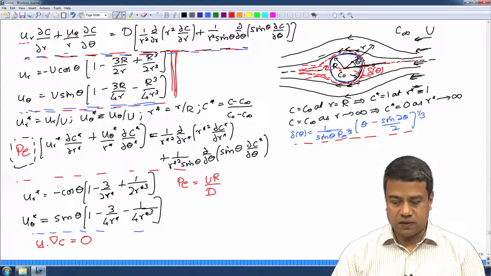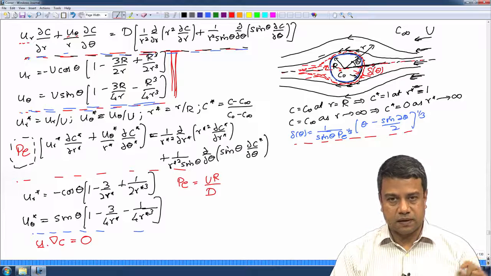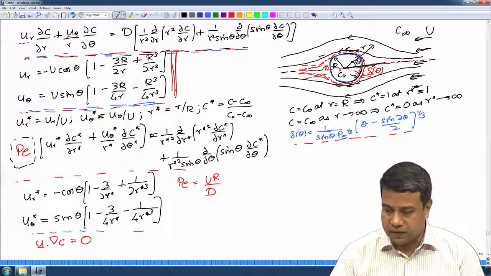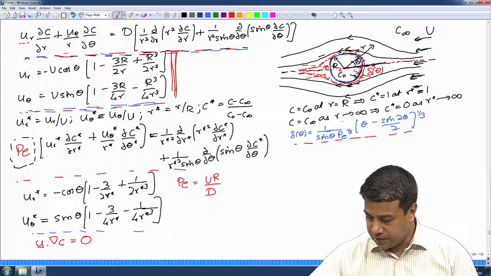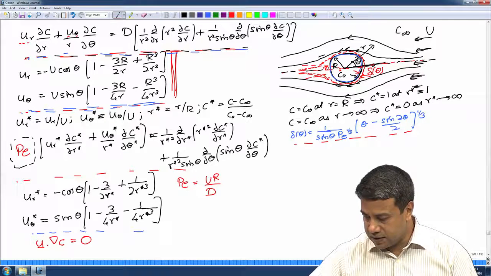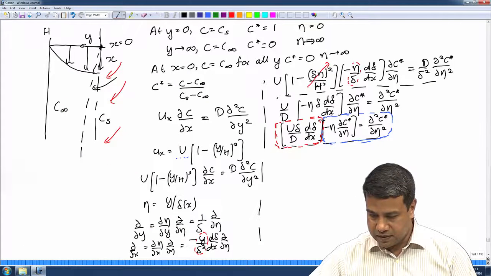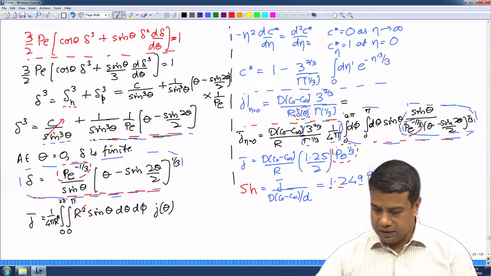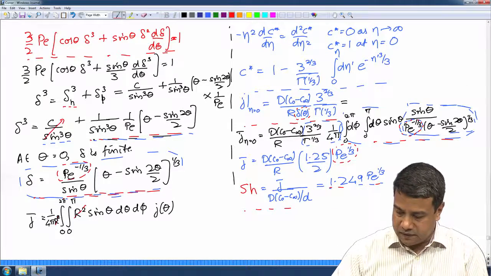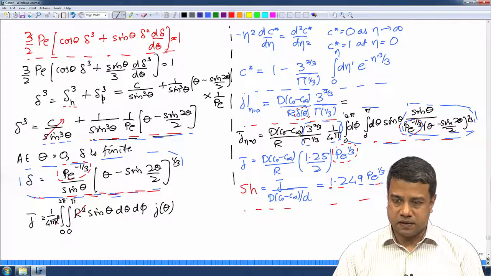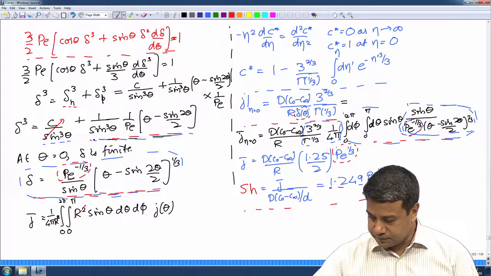That results in a concentration wake at the rear of the particle. The boundary layer thickness is not finite there, and you have to do a different analysis in order to find out what that boundary layer thickness is. Nevertheless, in order to find out the transport rate, we do not really need to do all that. All we need to do is to solve the equation and then get the flux, and then from that we will get the correlation for the Sherwood number as a function of the Peclet number. In both cases it goes as Peclet number to the 1/3 power, because we have a no slip condition at the surface.